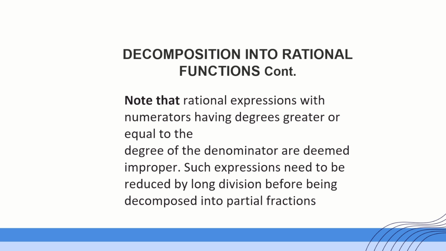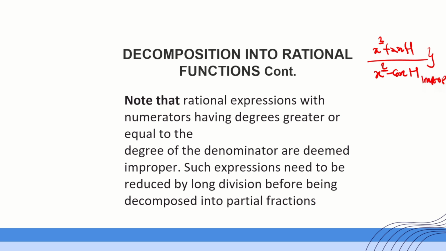So for instance, if you have the numerator being x squared plus 2x plus 1, and the denominator also being x squared minus 6x plus 1, then the highest power of the denominator is 2, and that of the numerator is also 2. So we say that this type of expression is improper, right?